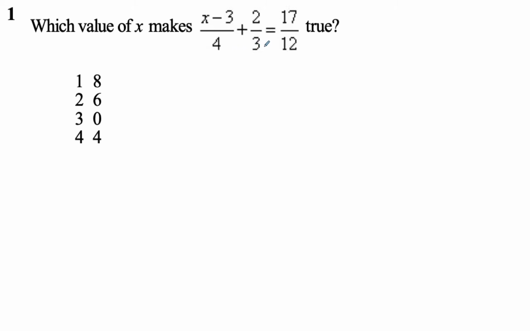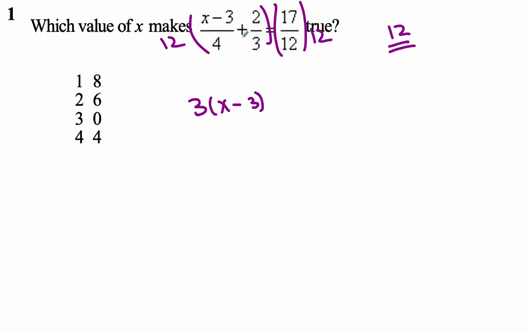4, 3, 12. What is the common denominator? Yes, it is 12. So I'm going to multiply 12 to both sides here. 12 cancels out with 4, leaving you 3. So we have 3 times x minus 3. And 12 and 3 cancel out, leaving you with 4 plus 4 times 2. And the 12's cancel away, we have 17 left.